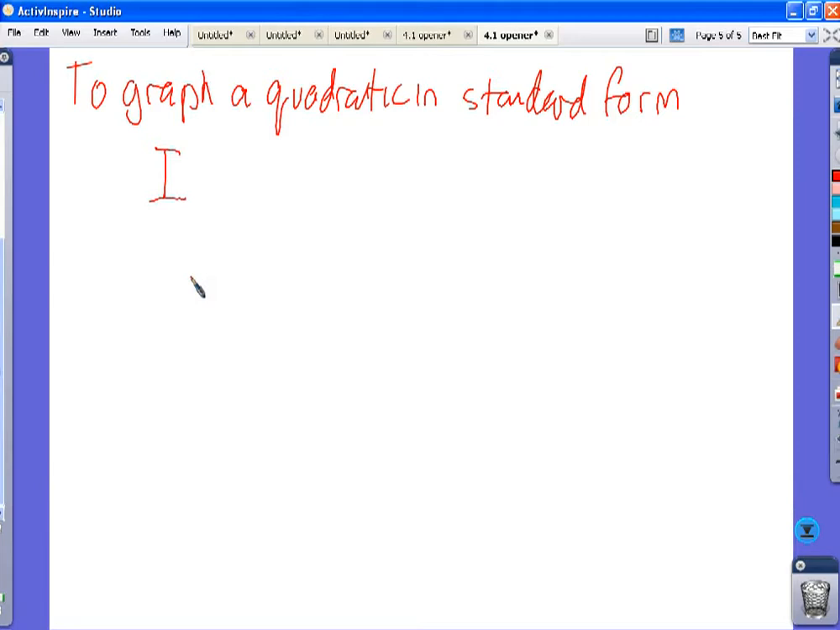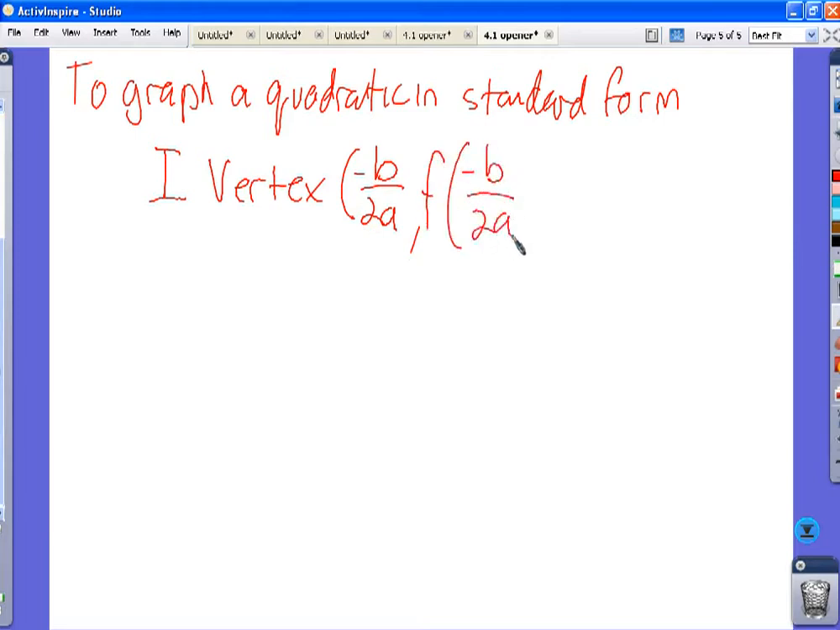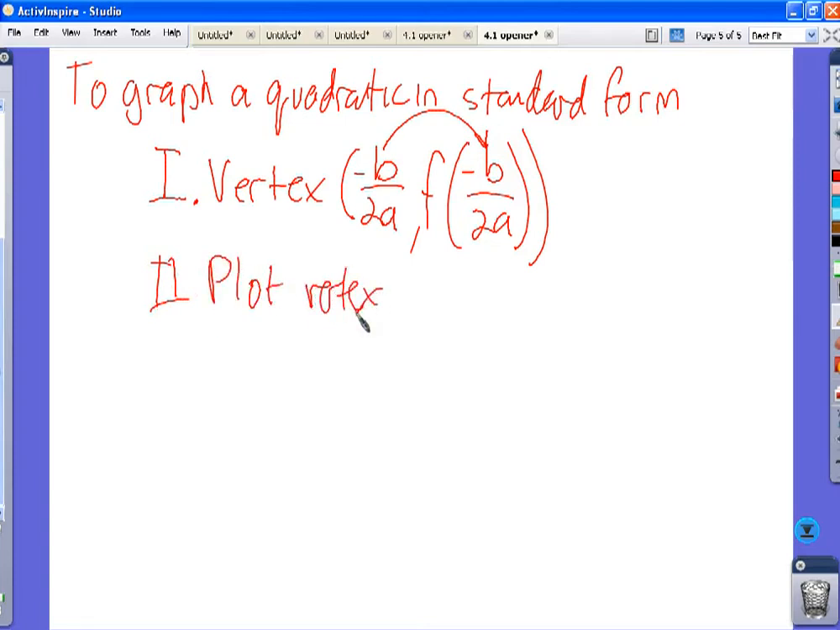What are we going to do first? Find the vertex. And the first part to finding the vertex: we're going to find negative b over 2a. So we're going to take that, f of negative b over 2a. That means take this, put it into the function, and then do what needs to be done. Square, multiply by 2, add 6 times that thing, minus 3, whatever needs to happen. And you have your y value. Okay? And we'll plot the vertex.